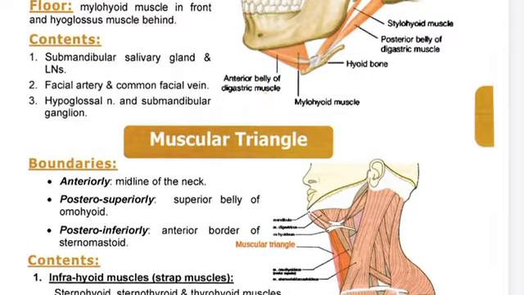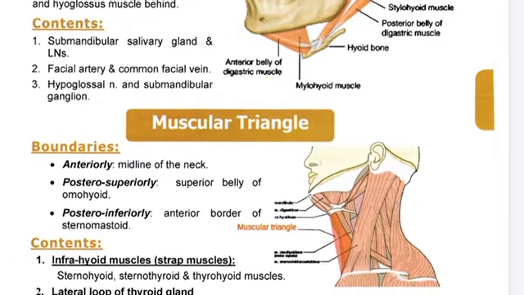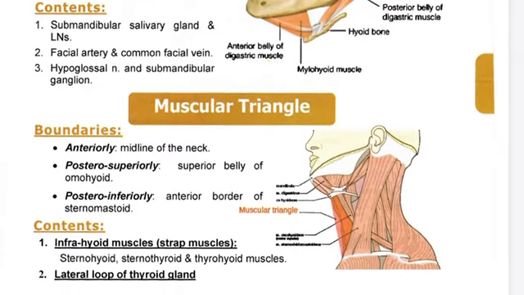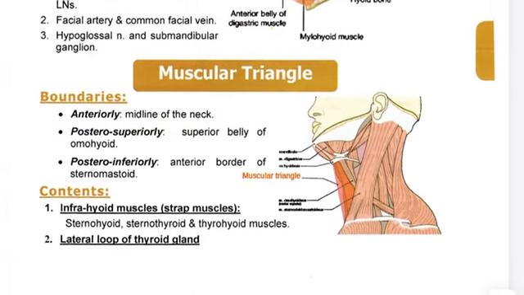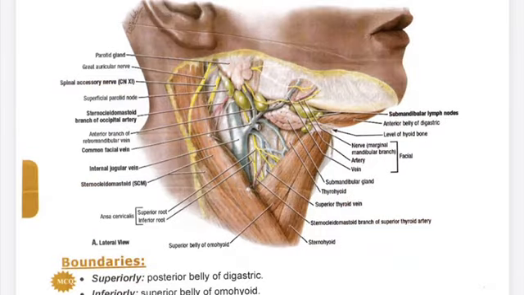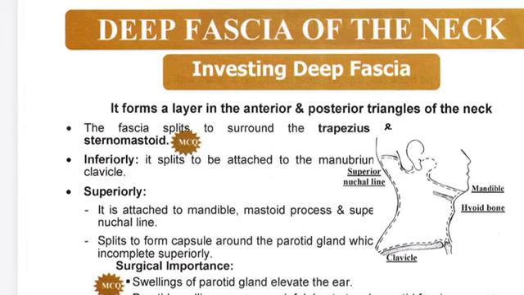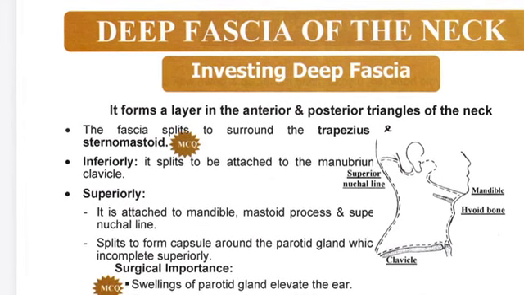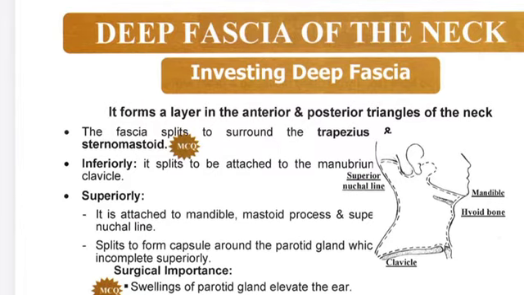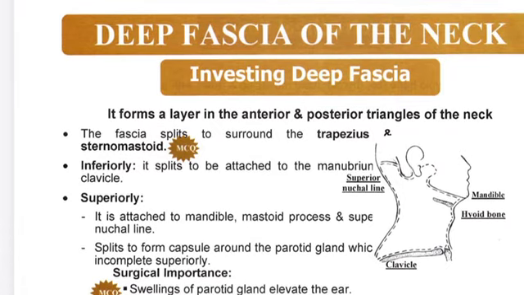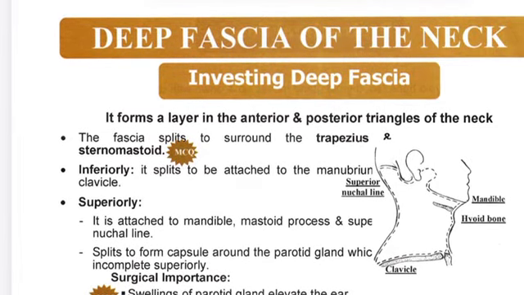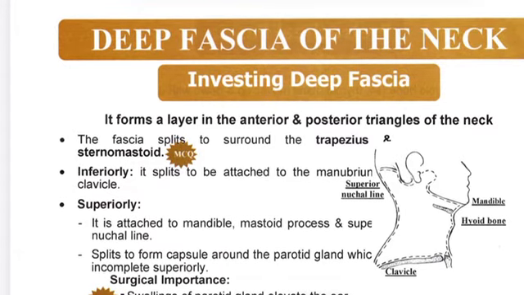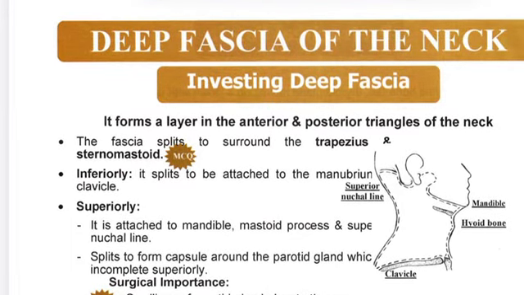The anterior lower part is called the muscular triangle. It is bounded anteriorly by the midline of the neck, posteriorly by the superior belly of omohyoid, and posteroinferiorly by the anterior border of sternomastoid. This one is an important triangle called the carotid triangle. It is bounded by the investing layer of deep fascia. Its attachments anteriorly are to the mandible, then the hyoid bone, then the sternoclavicular joint, then the clavicle, and posteriorly the midline of the neck and the superior nuchal line. Then posteriorly again it is attached to the mandible, mastoid process, and superior nuchal line.